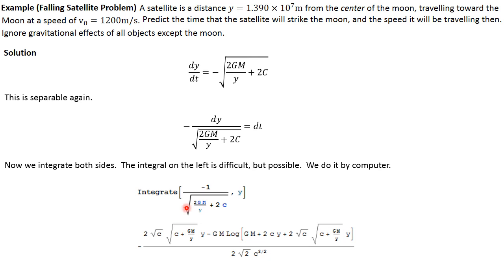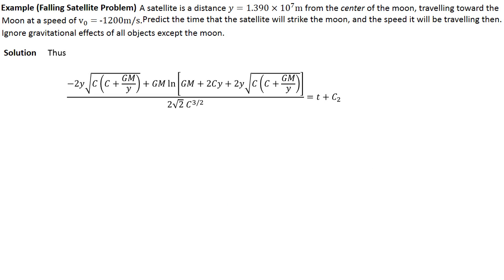Notice that I was allowed to keep my G, M, and C in the expression. So Mathematica is perfectly happy to integrate as long as you tell it with respect to which variable you are integrating. So I did tell it to integrate with respect to y right here. So it knew that G, M, and C were constants as far as this integration was concerned. So I got this expression, which I took the liberty of copying on the next slide. So here is that expression that Mathematica got for us when we integrated. So we have all this equals t plus C2.